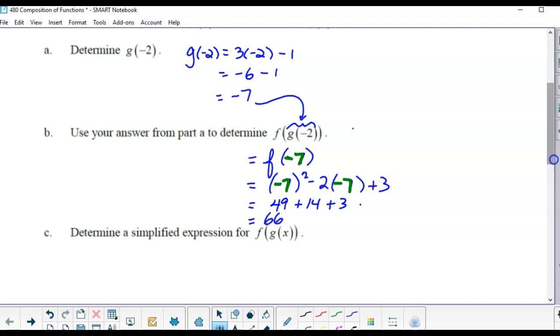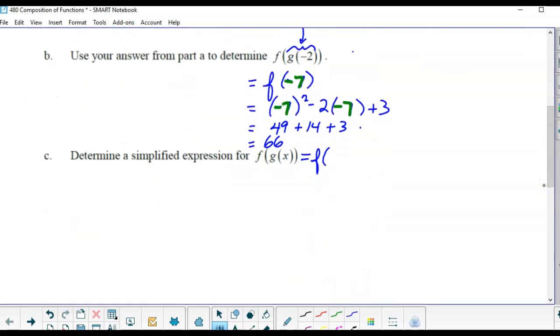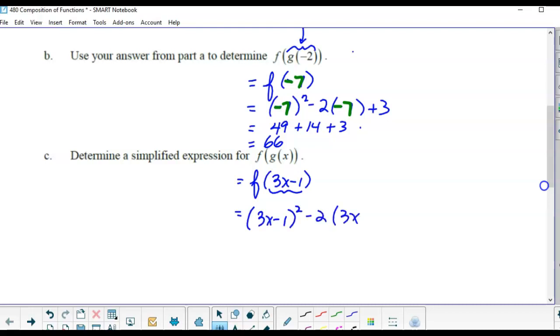Next one, now we're going to find f of g of x. So no numbers. So g of x is, what was that? g of x is 3x minus 1. So I'm going to put this underneath actually. So this equals f of 3x minus 1. So then we substitute this whole thing in for every x in f. So (3x minus 1) squared minus 2 times (3x minus 1) plus 3.